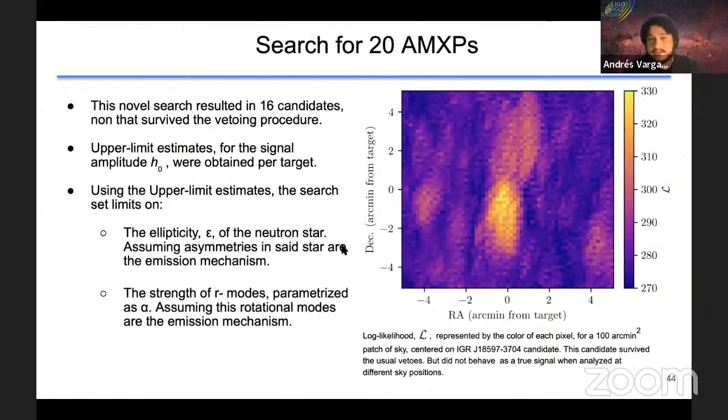To the right, we have a diagram of a very interesting candidate, where in colors we have the log likelihood that it is a signal given a frequency. And we have in the Y the declination, and in X the right ascension. So this target was very interesting as it survived many of the vetoing procedures. However, it failed in the last veto, which was trying to see how it looked depending on the position. And as you can see, even when you move away from the target, which is positioned in the center, you obtain high log likelihoods when you should expect them to drop.